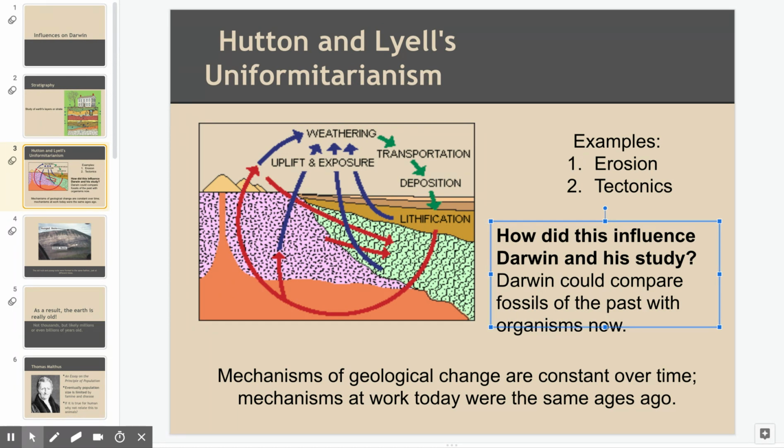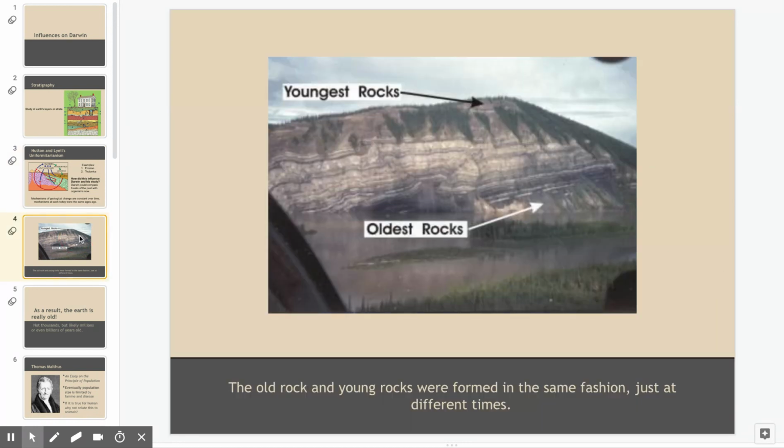Darwin could compare fossils of the past to organisms now. So both when looking at the strata of the Earth and also when looking at these mechanisms, things like how tectonic plates moved and the fossils that may exist in those plates, we know these things to be true because of this idea of uniformitarianism.